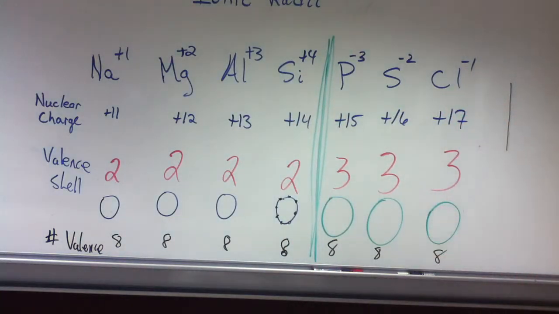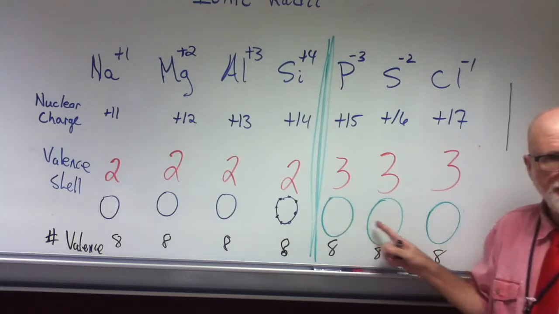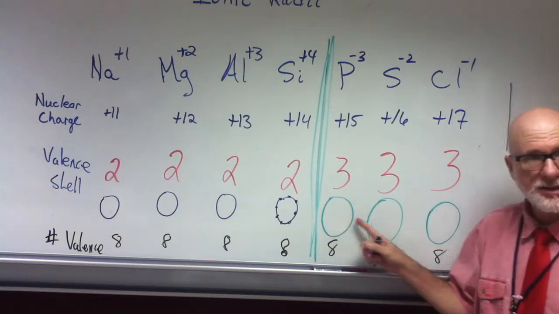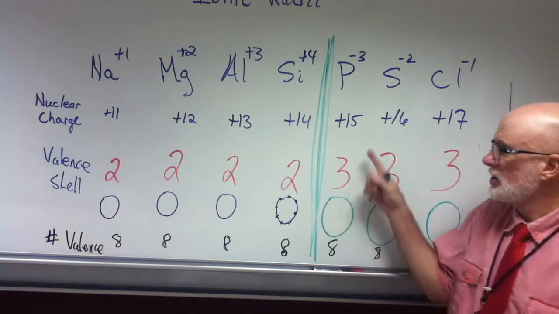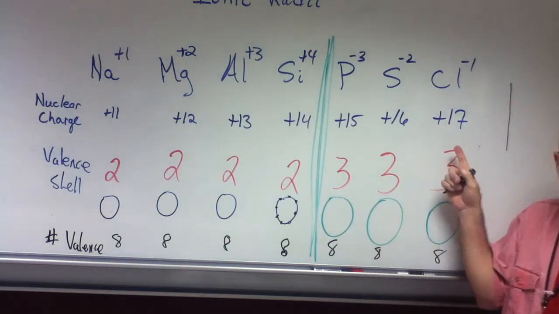Now, let's go to the anions. What's the valence shell of all the anions? It's all 3, so they're all third, right? They all have 8 electrons, right? This is phosphorus with a nuclear charge of 15. This is chlorine with a nuclear charge of 17.